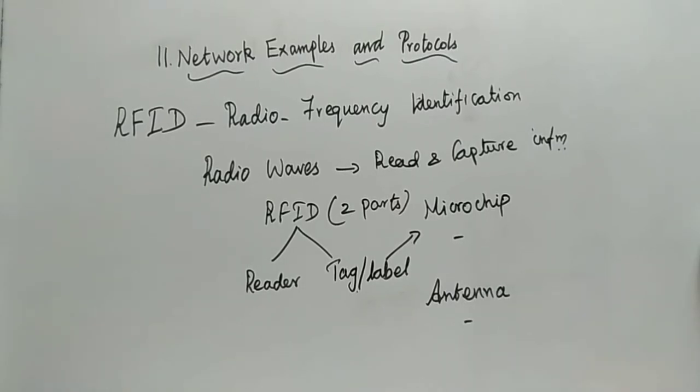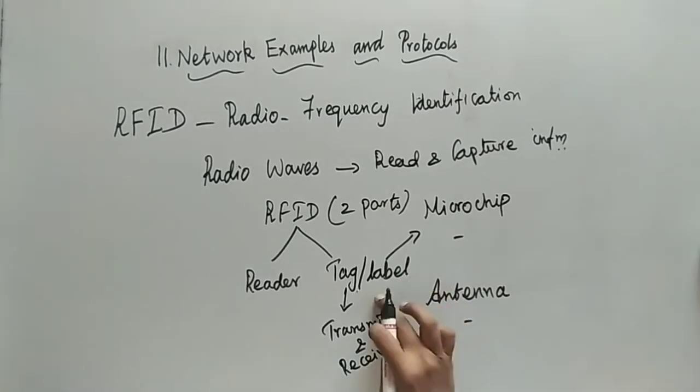So by the name itself, you could have got an idea why you need a microchip and why you need an antenna. So what is the tag going to do? It is going to transmit and receive. It is going to have a transmitter and a receiver.